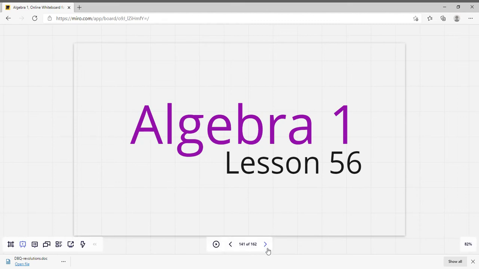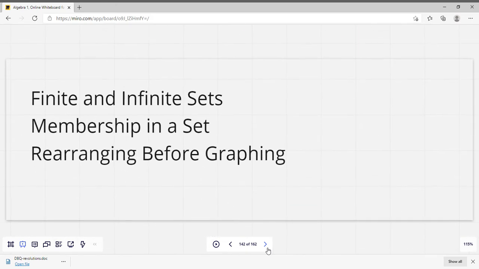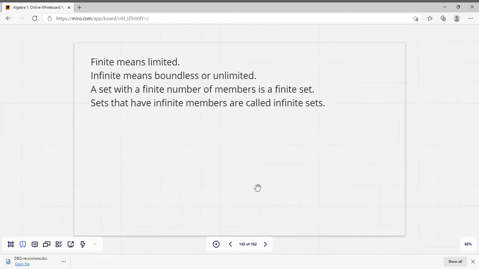Hello, this is Algebra 1, Lesson 56, and this lesson is going to cover finite and infinite sets, membership in a set, and rearranging before graphing. Finite means limited. It means it has boundaries. Infinite means boundless or unlimited.